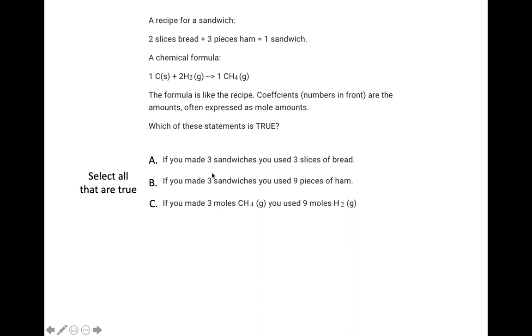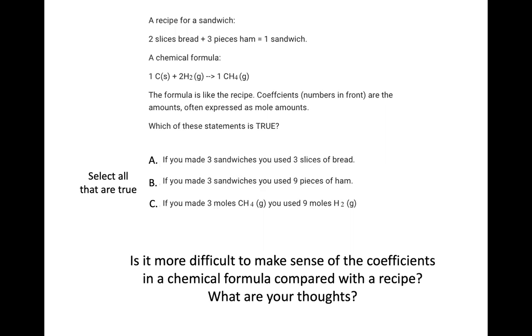One thought for me. I don't know what you think about this. In the chat, tell me, do you think it's any more difficult when you're trying to make sense of the coefficients when you have a chemical formula compared with a recipe? We had a combination of those. Some were recipes, some were the chemical equations. What are your thoughts about interpreting the coefficients there? Is it more difficult with the chemistry part? What do you think? Tell me why.